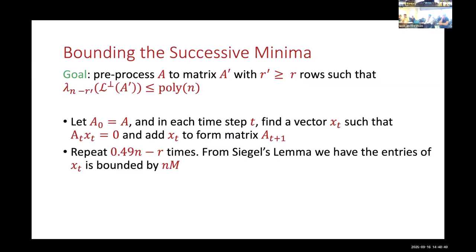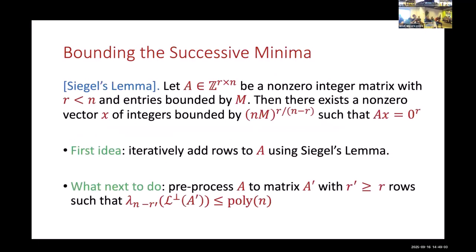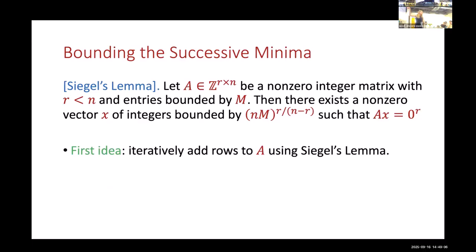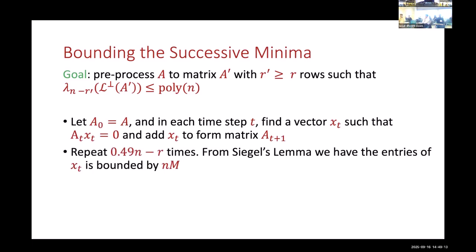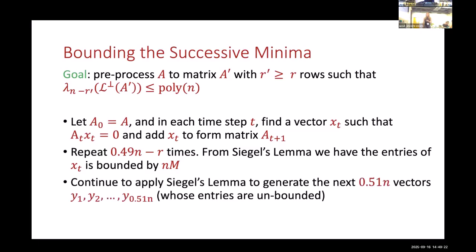So we'll repeat this process roughly 0.49n minus r times. To give motivation for this number, this is the number of times that we can apply it and actually get vectors that have poly-bounded entries. After we go further, this quantity will get too large and we won't get vectors with poly-bounded entries. So we will apply this 0.49n minus r times, and all of the vectors x_t which we generated have entries that are bounded by nm.